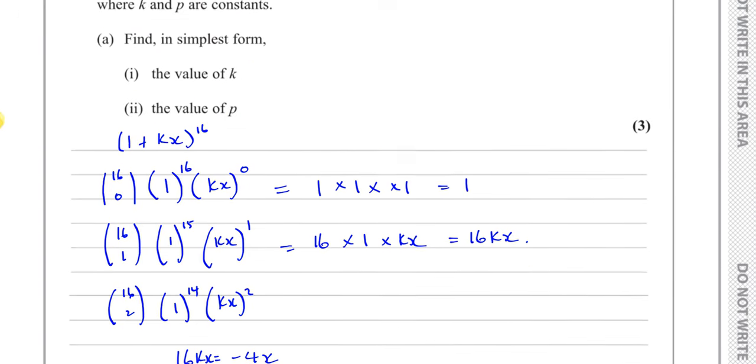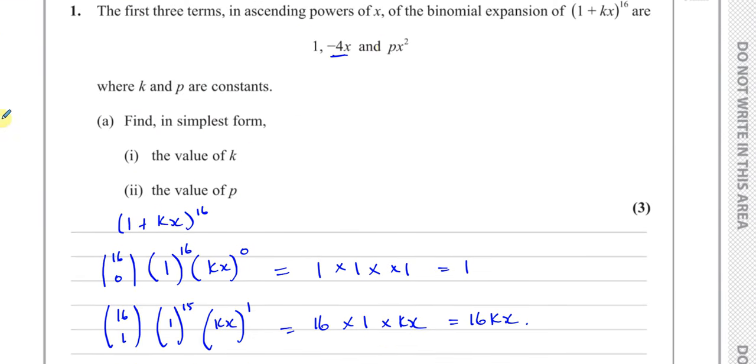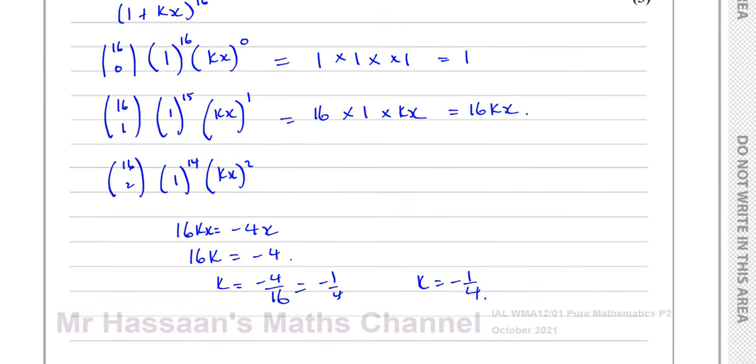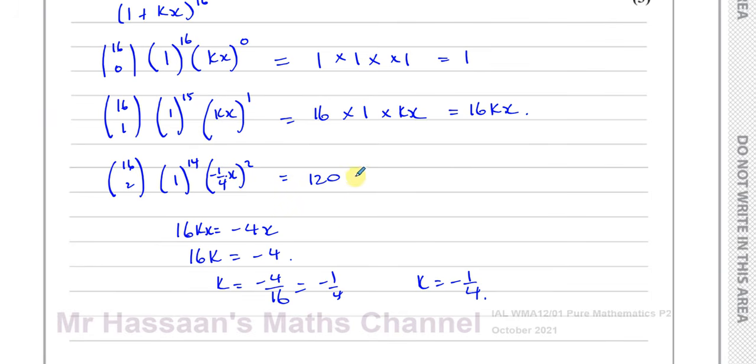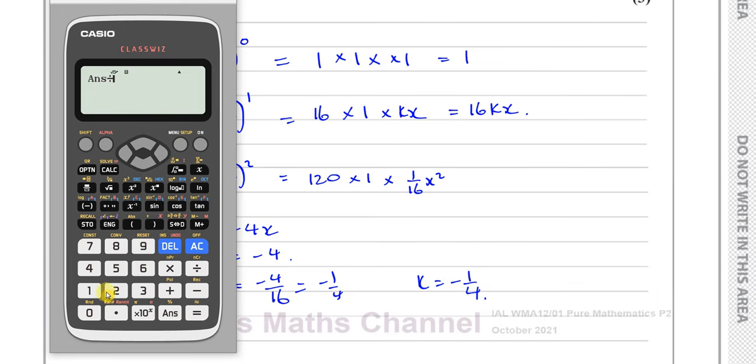So if I want to find now the value of p, which is the coefficient of x squared, I now know k is minus a quarter, so I can change this to minus a quarter. And that will help me find what I need. Now I can say this is going to be 16C2. For that, I'm going to take the calculator out and use the nCr button, 16 and C2. That gives me 120. So that's 120 times 1 times minus a quarter squared, which is 1 over 16, x squared. So we end up with 120 divided by 16, which gives you 15 over 2 x squared.